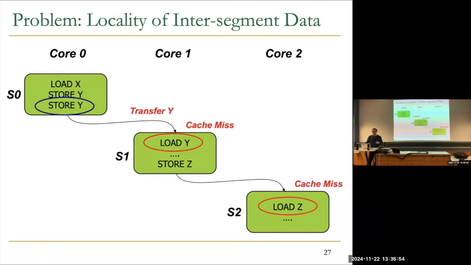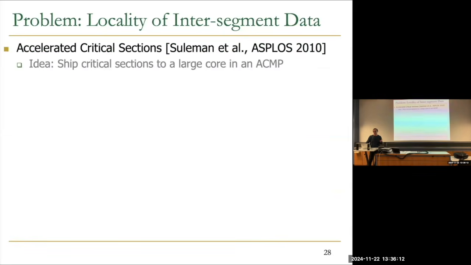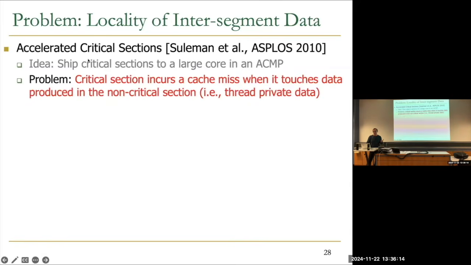Okay, so as stage 2 executes its load Z, it will also get a cache miss because this is really a communication miss. The data is produced by a prior stage. In this case, it's nicely produced by stage 1, but it doesn't have to be. It could be produced by some other stage also, maybe stage -1. It's not in the slide. Okay, basically, in accelerated critical sections, as an example, the critical section incurs a cache miss when it touches data that's produced in the non-critical section, thread private data. We've seen that.